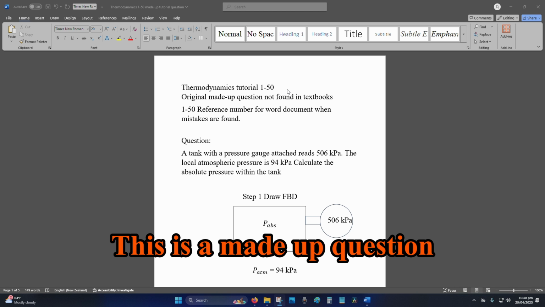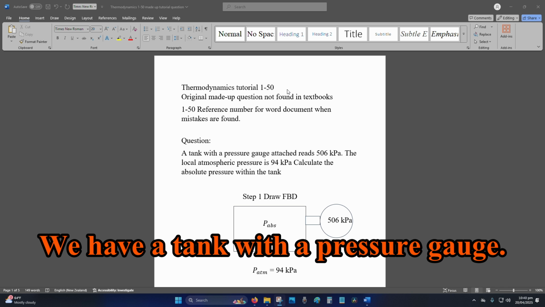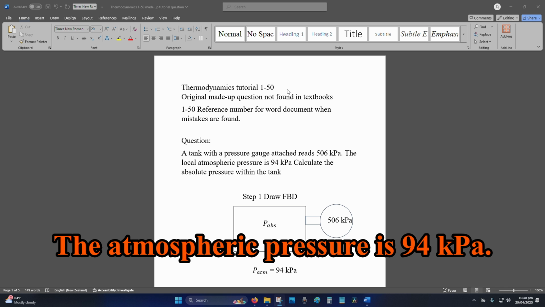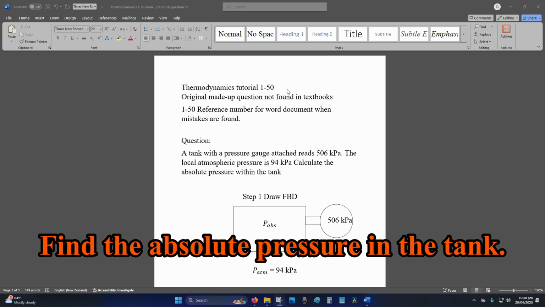This is a made-up question not found in your textbooks. We have a tank with a pressure gauge. It reads 506 kPa. The atmospheric pressure is 94 kPa. Find the absolute pressure in the tank.